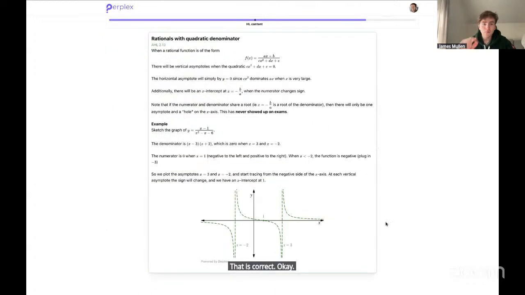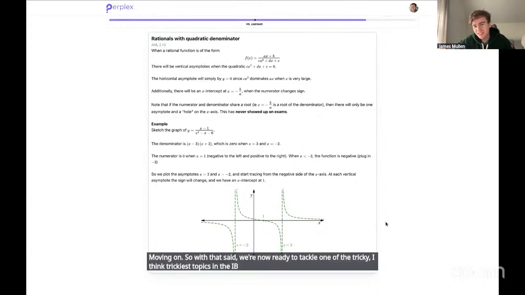Moving on. So with that said, we're now ready to tackle one of the, I think, trickiest topics in the IB. That is not super commonly examined on the syllabus, but it is there, which is rational functions where I have a quadratic denominator.